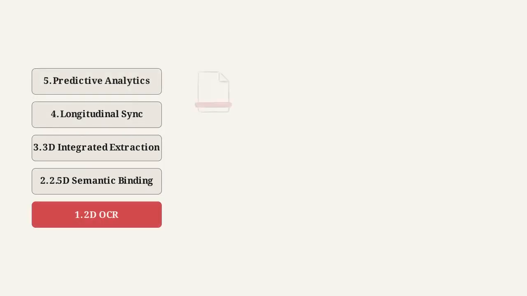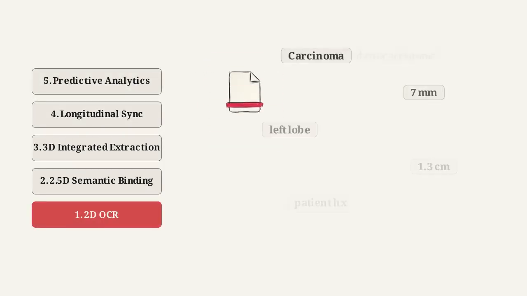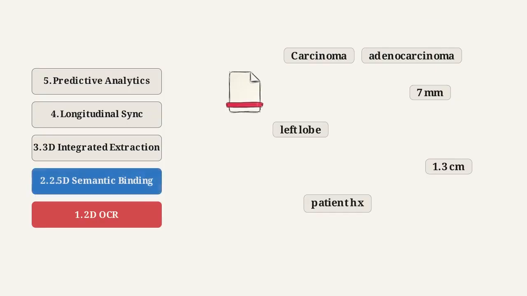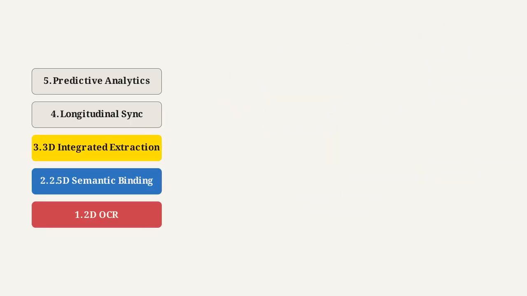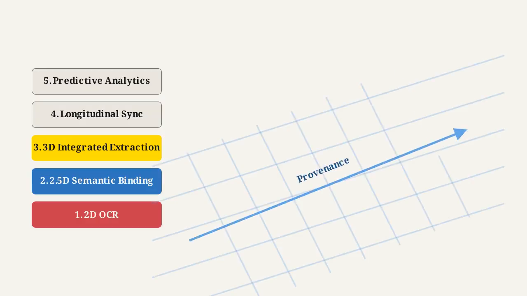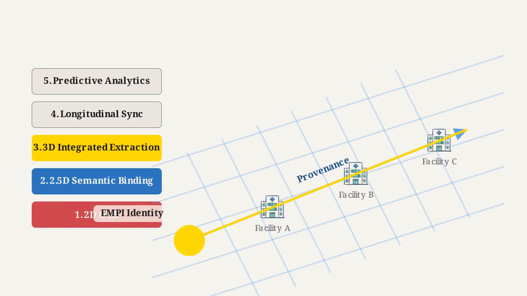Basic 2D optical character recognition simply digitizes the fog. True clinical safety requires moving to 2.5D semantic coding, where raw text is bound to standardized medical vocabularies, and ultimately up to 3D integrated extraction. 3D extraction resolves data along the provenance axis. It relies on an enterprise master patient index to guarantee information is linked to a specific human identity across facility boundaries. Those conflicting 1.3 centimeter and 7 millimeter measurements are pulled from the text, converted to standardized units, and merged into a single queryable data object.